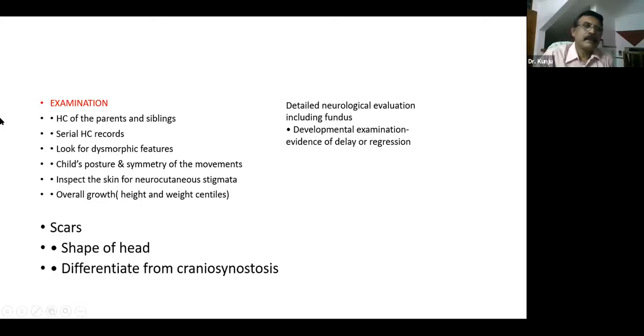And then look for other manifestations like the child's posture, symmetry. Then inspect the skin for neurocutaneous stigmata, and his weight and height also. Then we must go for a detailed neurology evaluation, including fundus, because toxoplasma can have a chorioretinitis, or a salt and pepper appearance in congenital rubella syndrome. These findings may be there. And later you have to assess the developmental delay or even a regression. Many cases that may happen.